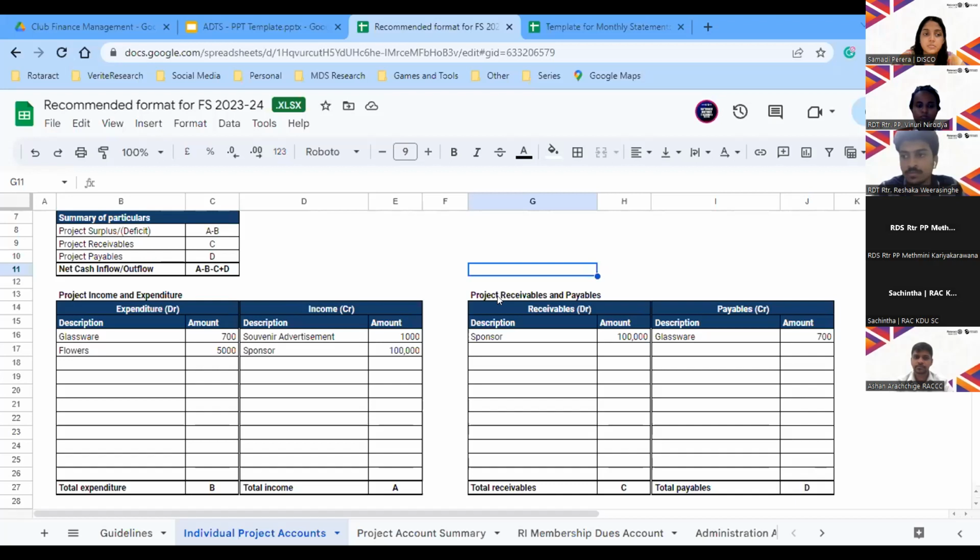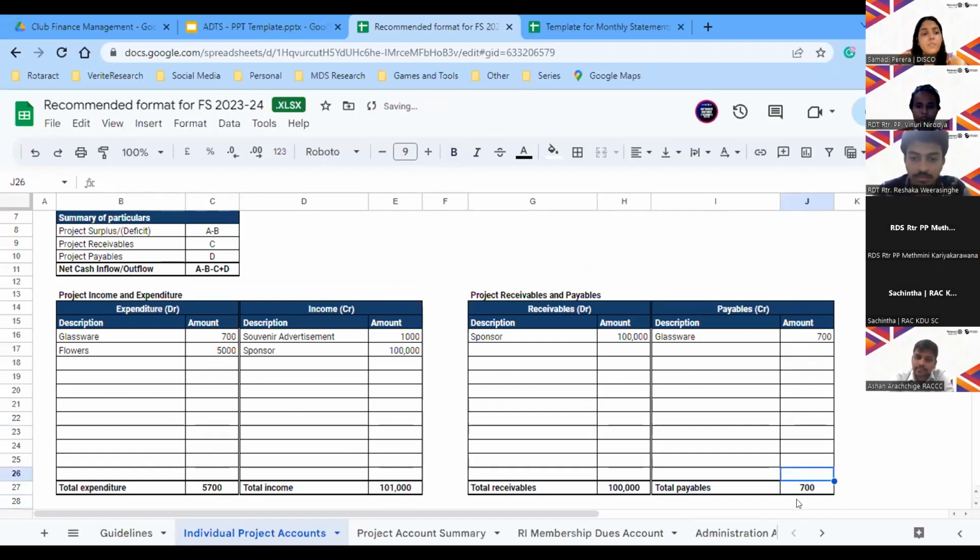Right, back to our installation. Now we have glassware, flowers, advertisements and sponsors, and so on. And now we take the totals. It's easier for me to just type it out. So I put totals everywhere.